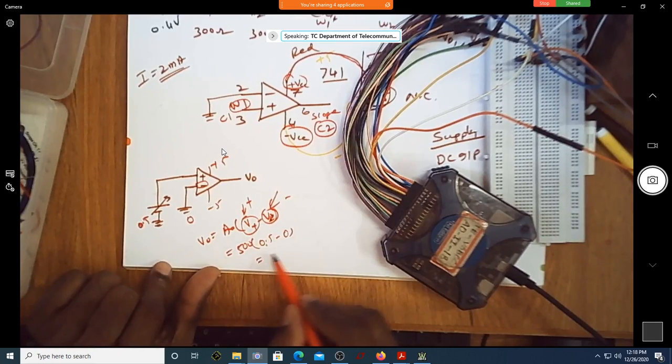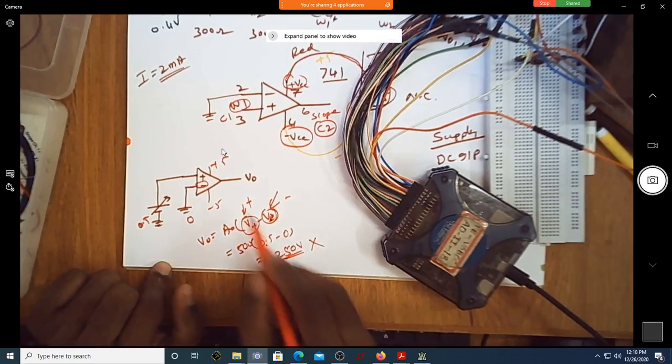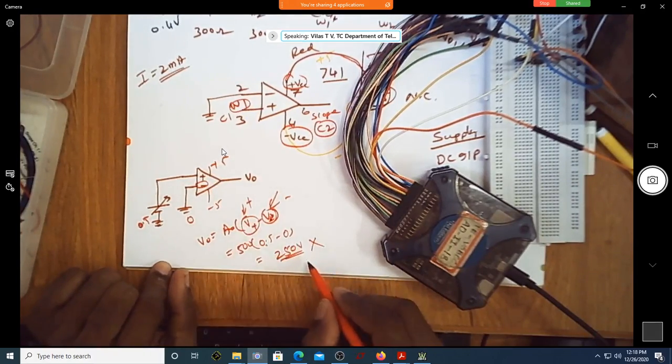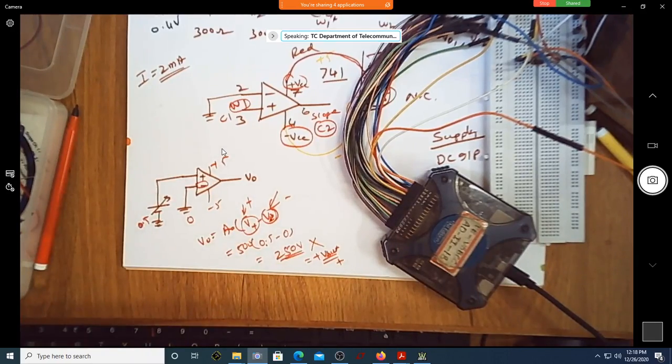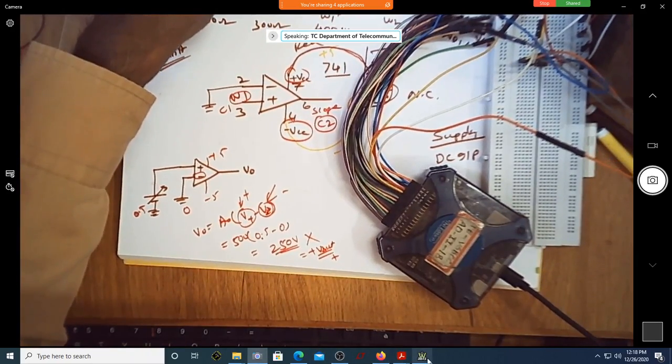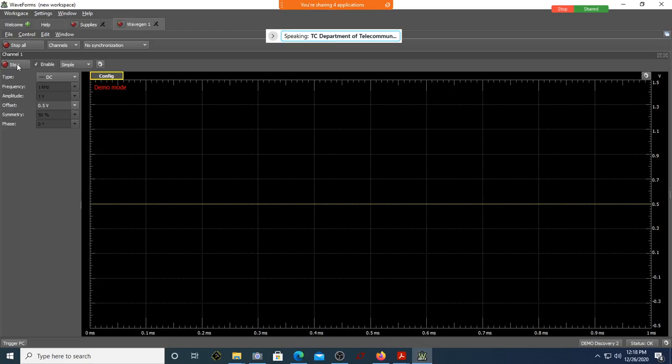So it should be 250 volt, which you will never get because your supply is 5 only. So you will get plus Vsat. So what is plus Vsat? We will see that. Correct? I will go back to my waveforms. I will run this. I have to go to scope. Where is scope? Scope is here.